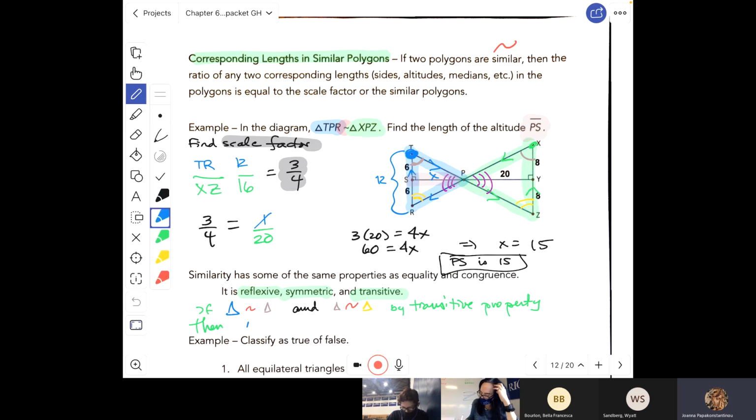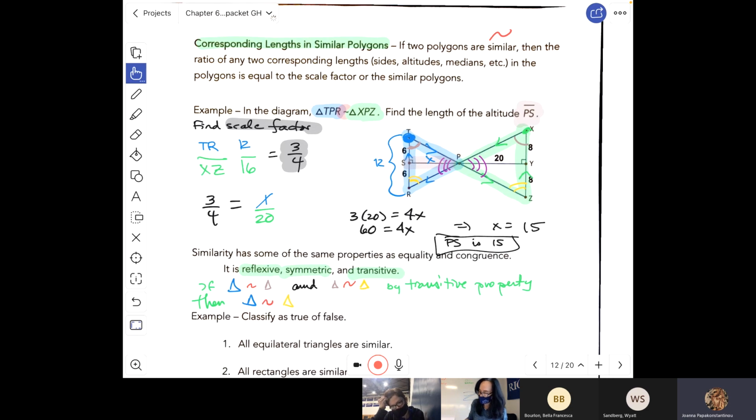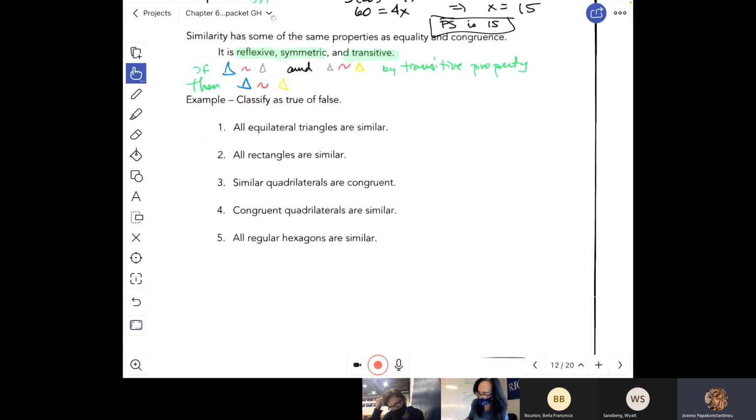The blue one is similar to which one? Excellent. Okay, so those properties hold with similarity as well. Whereas we worked with the reflexive property, the symmetric property, and the transitive property when things were equal, those properties still hold true for similarity. So let's look at some true-false, because, oh gosh, that trips people up.